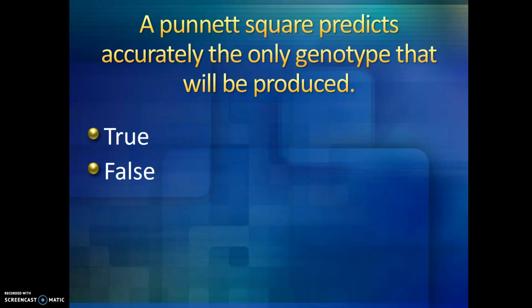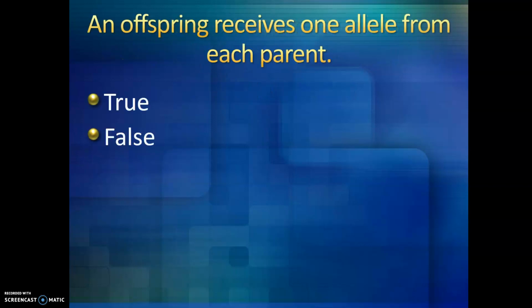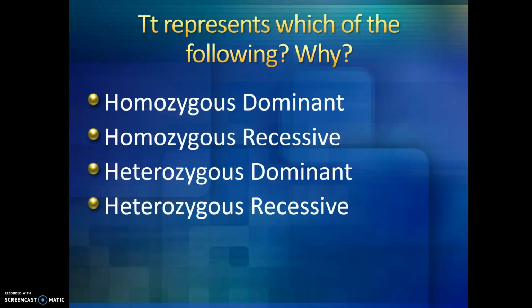A Punnett square predicts accurately the only genotype that will be produced. Is that true, or is that false? Pause and choose. The answer is false. It does help us. It is a tool to help us predict, but it is not the only way to accurately generate. An offspring receives 1 allele from each parent, true or false. Pause and put your answer. The answer is true, 1 from each parent.